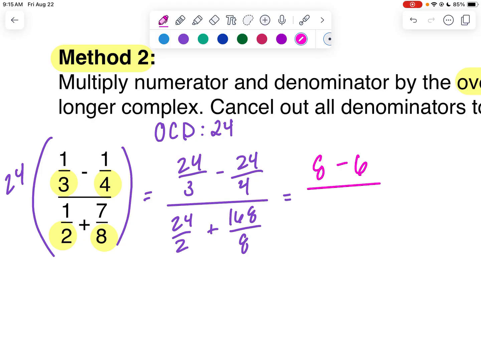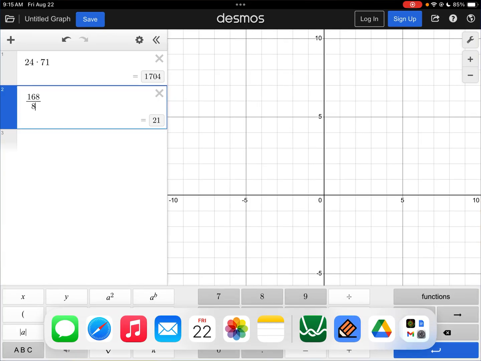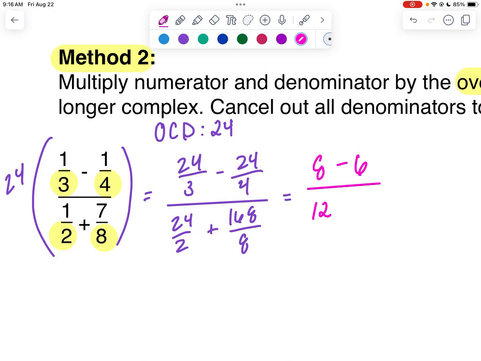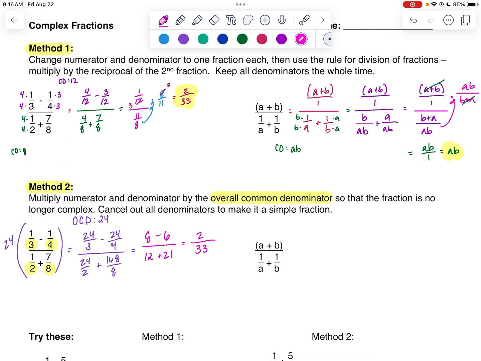24 divided by 2 is 12. And then going back to my calculator, 168 divided by, is that 8? Gives me 21. Cool. This is a more simplified fraction, right? This becomes 2 over 33, which is the same exact answer as we got in method 1.